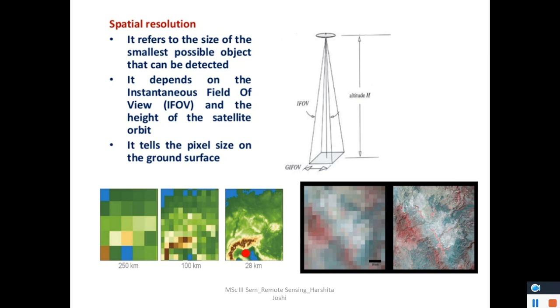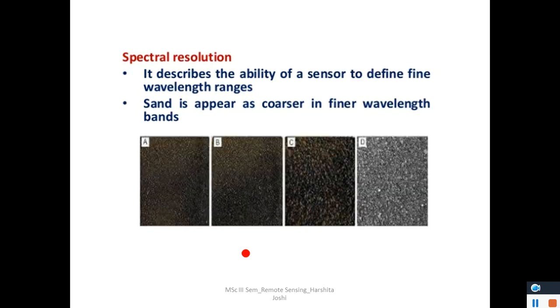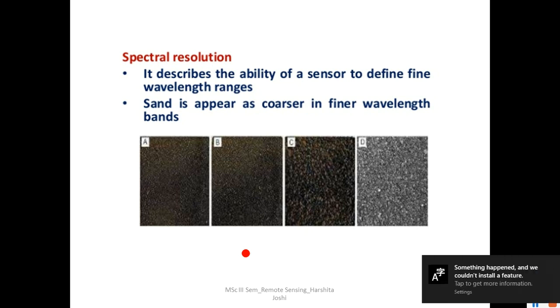Okay, the ability of the sensor to define a particular wavelength range. Those wavelength ranges actually, what do they show? They show different colors.